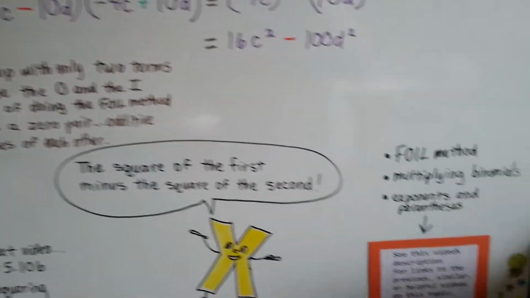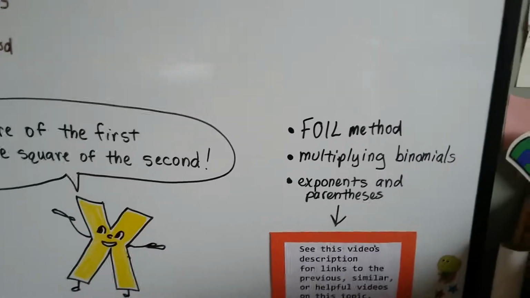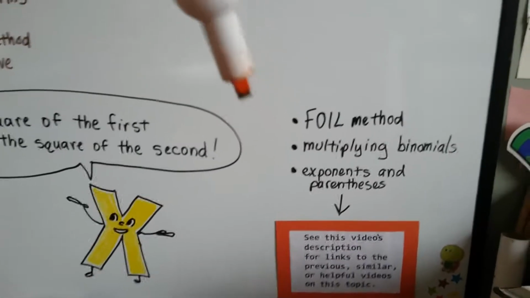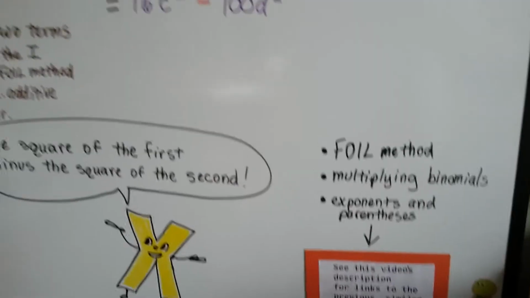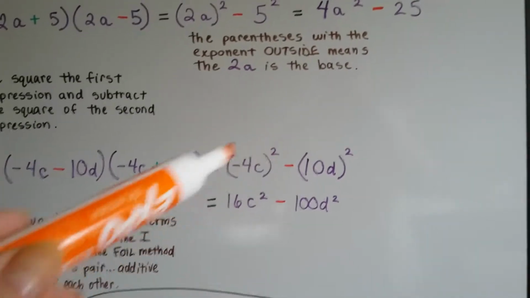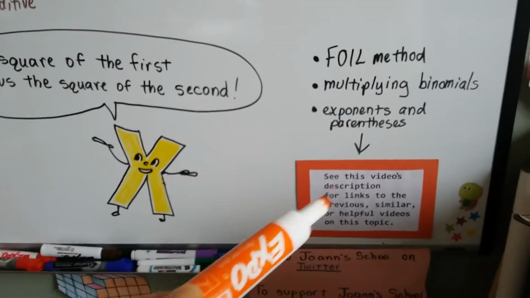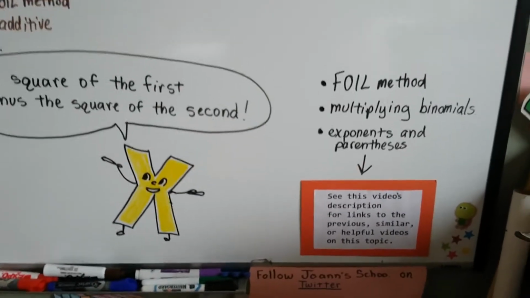And if you're confused or want to review the FOIL method, which was a couple videos ago, or multiplying binomials, or exponents in parentheses to understand why the exponent is on the outside, there'll be a link in the description so that you can just click on it, okay?